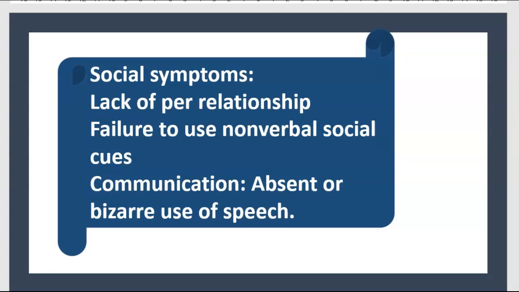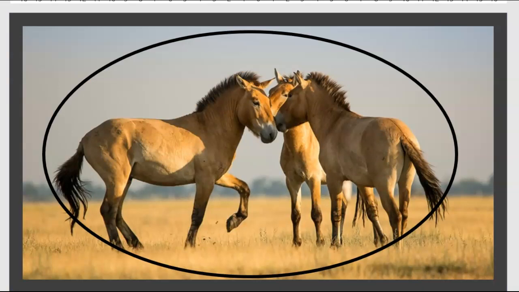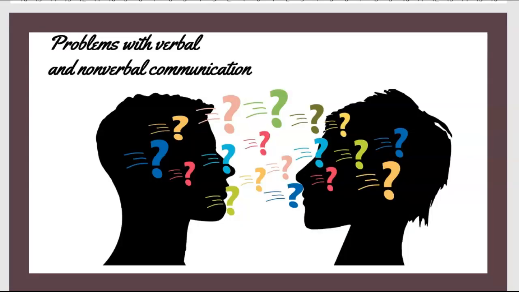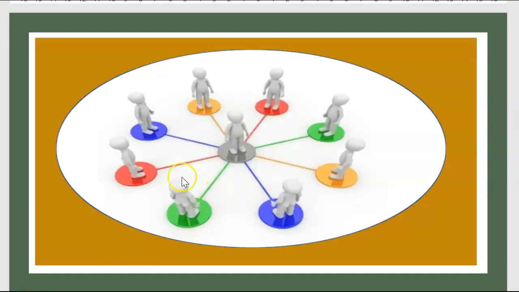Social symptoms include lack of peer relationship, failure to use nonverbal social cues. Communication: absent or bizarre use of speech, social interaction. There is a problem with verbal and nonverbal communication. The patient has difficulty interacting with others.